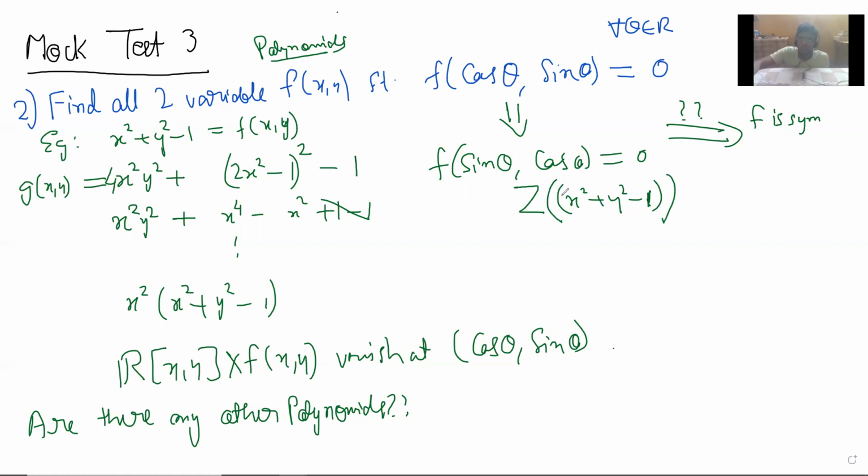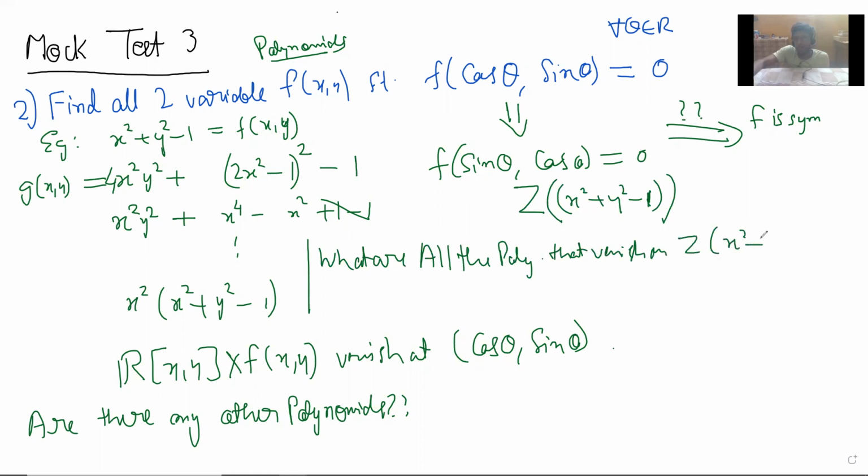So you started with algebra, an algebraic expression, and you got a circle, the geometry. So you go from algebra to geometry. Now you are trying to ask, what are all the polynomials that vanish on this set, which is (cos theta, sin theta)?